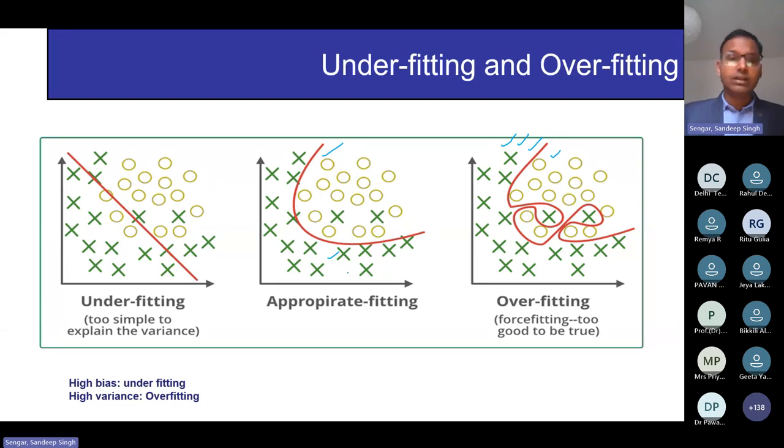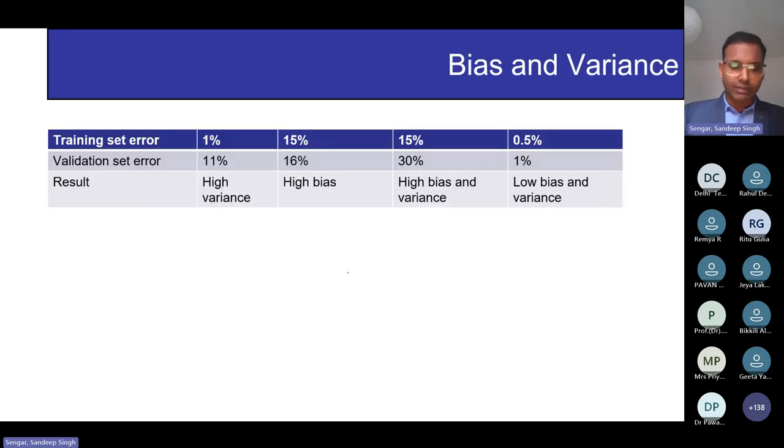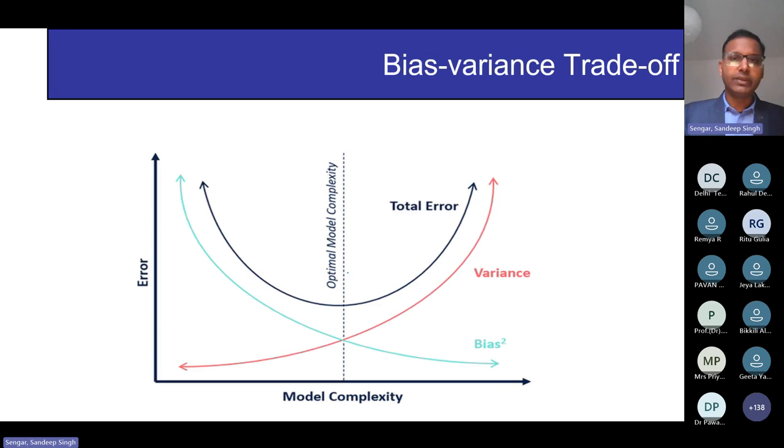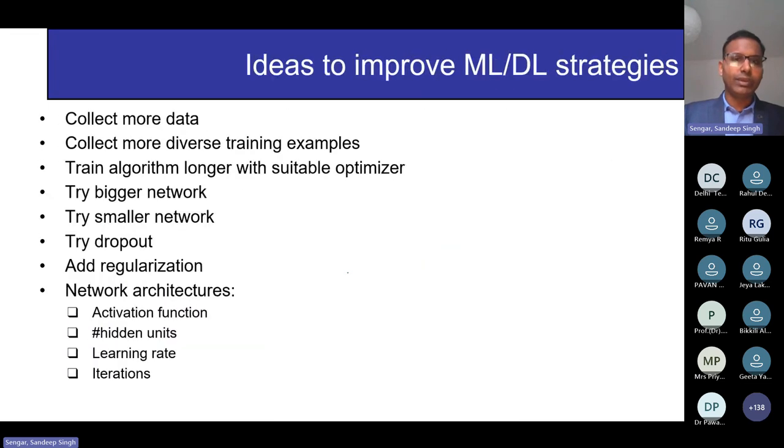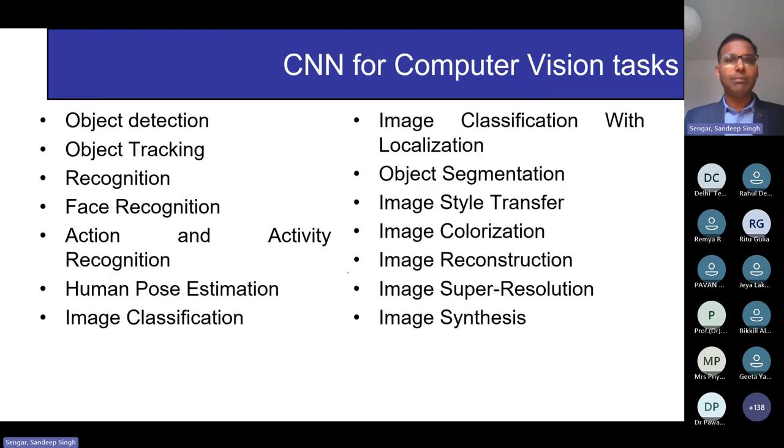Okay, so this is the way we can do it, and I'm getting a message from madam that we need to conclude the talk. So let me quickly give you some applications of deep learning in computer vision. You can use deep learning in object detection, object tracking, recognition, face recognition, action and activity recognition, right? Human pose estimation, image classification, and so many other application areas.